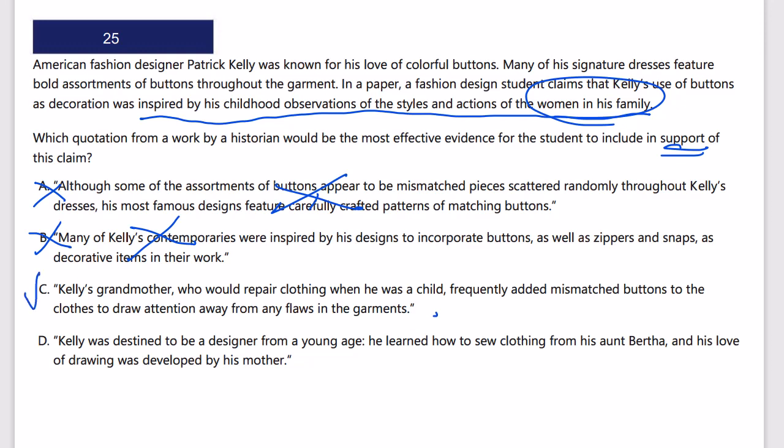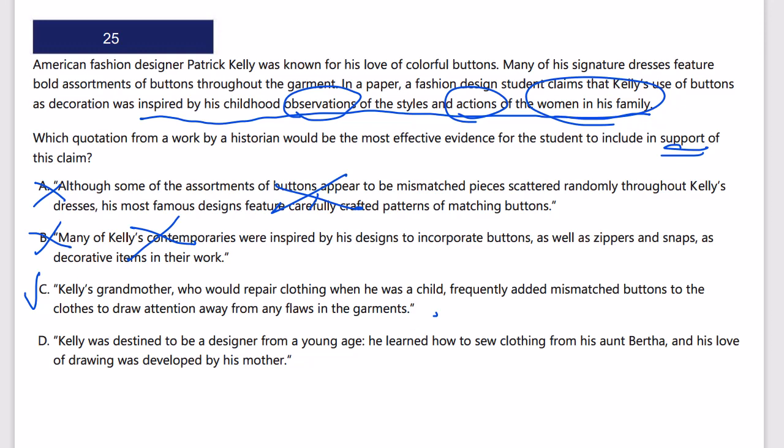Let's just check D. Kelly was destined to be a designer from a young age. He learned how to sew clothes. That says nothing about his observations of the actions of the women in his family. Kelly was destined to be a designer from a young age. Okay. He learned how to sew clothing from his Aunt Bertha.